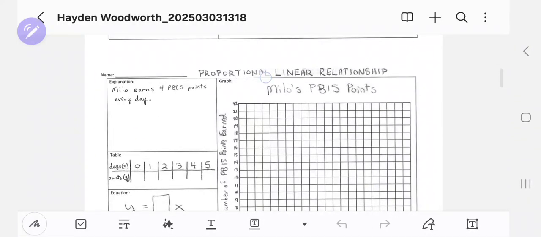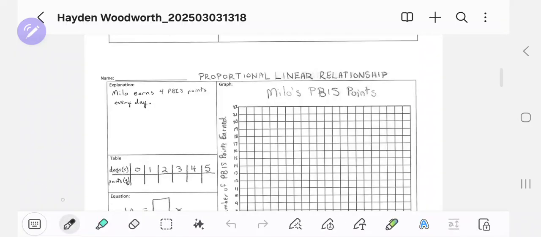All right, so everybody make sure you have the proportional one first. Make sure it says proportional right there. That's the one we're gonna look at first.